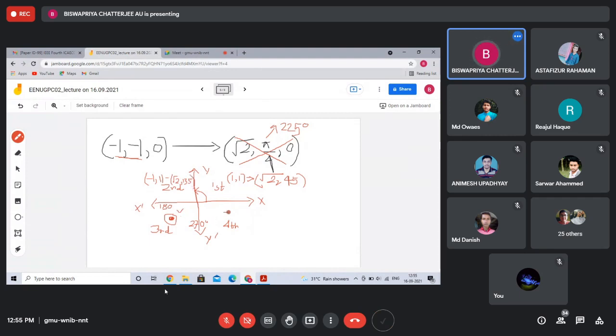And the fourth one is if the point is (1, -1), and its equivalent position is root 2, 315 degree, or root 2, minus 45 degree. So this is very important to understand.